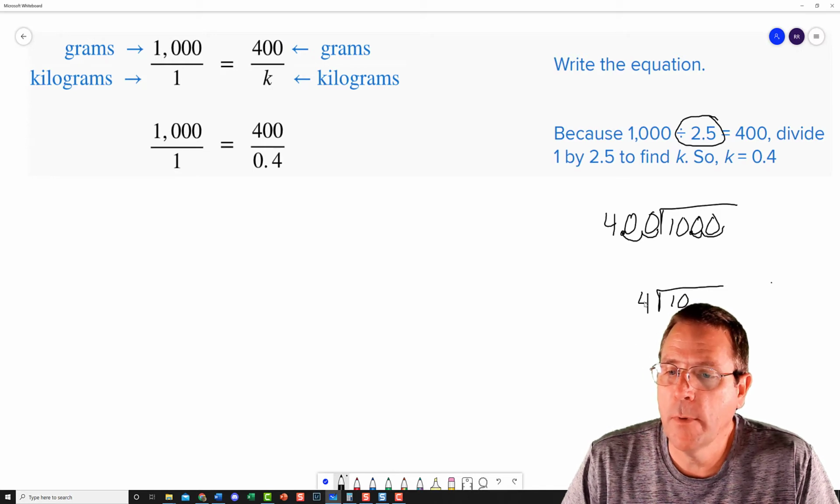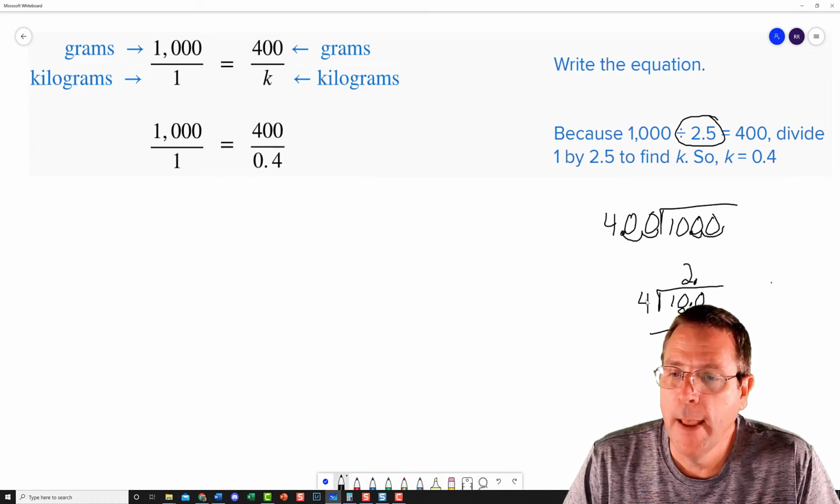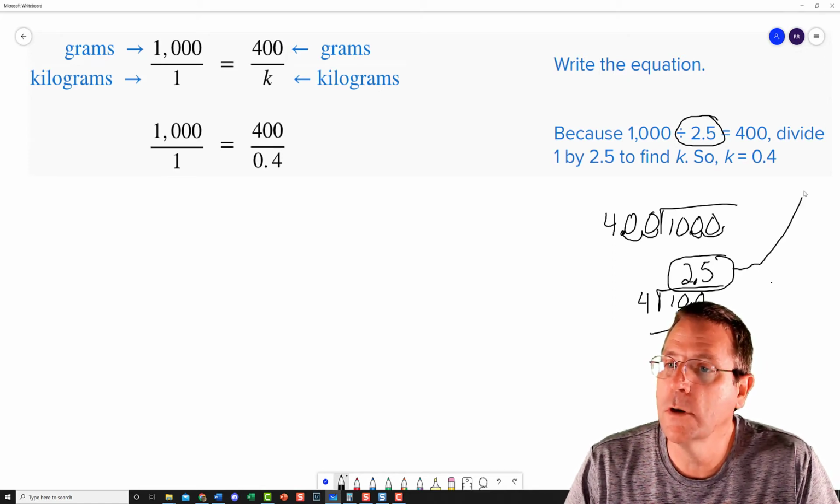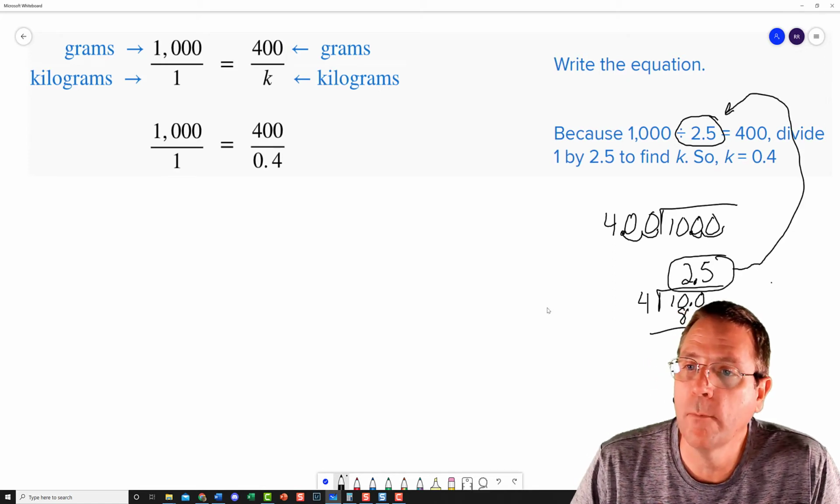From here, I'm going to say, well, how many times does 4 go into 10? That's going to be 2. 2 times 4 is 8. That's going to leave 2 left over. Annex my decimal and my 0. The decimal goes up, the 0 goes down. How many times does 4 go into 20? It goes 5 times. 5 times 4 is 20, and that leaves nothing left over. And that 2.5, young ladies and gentlemen, is where this number came from.